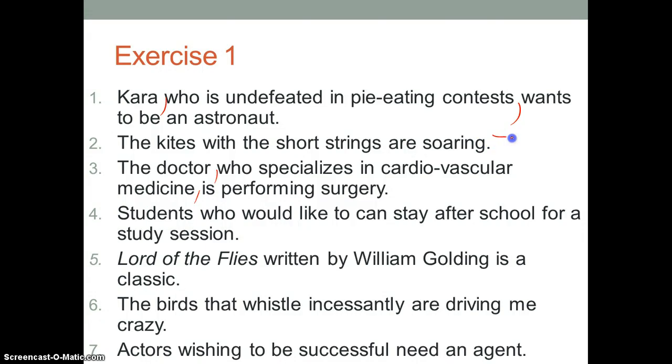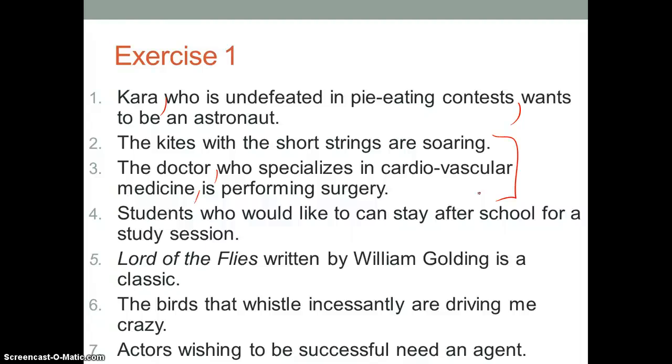So number 2 and 3 probably could go either way depending on how you're reading the sentence. Is it telling us which one, or is it simply giving us more information? And so you could probably make a case for both commas and not commas. At the end of the day, you're the writer, you'll know what you mean, so you'll know whether to include the commas or not depending on how you mean the sentence to read.